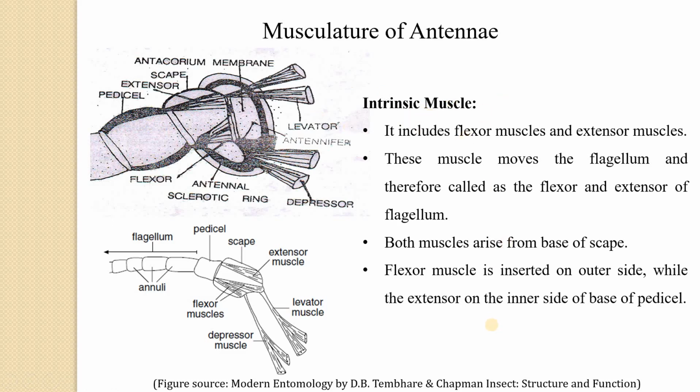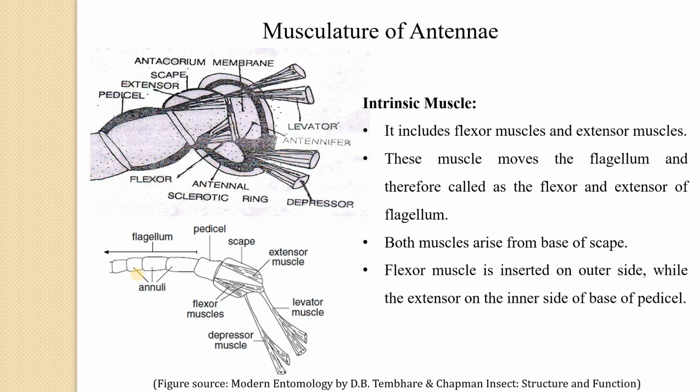Now no segment of the flagellum bears any type of muscle. Meaning the muscles belonging to the flagellar segments are completely lacking or absent, and it is a peculiar feature of the Pterygota and Thysanura. In rest of the insects, besides the scape and pedicel, all segments of the flagellum are provided with intrinsic muscles. So in some groups the muscles are there in the flagellum, but in the case of the Thysanura, they do not show the presence of muscles in the flagellum.